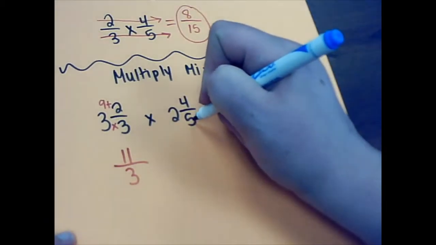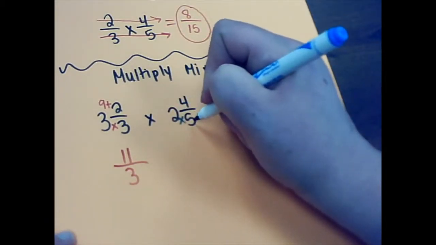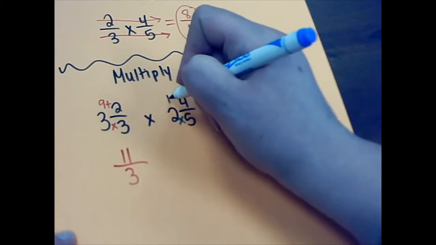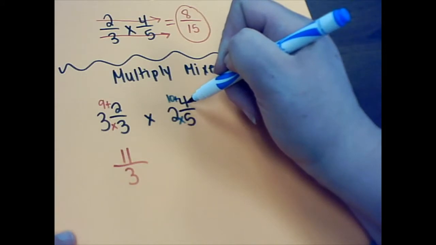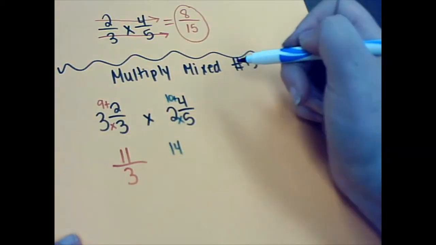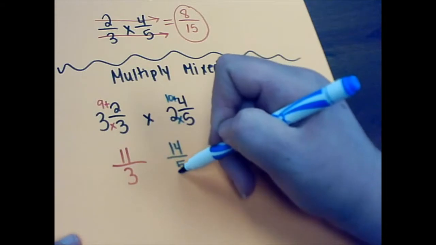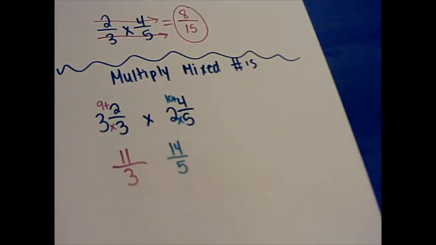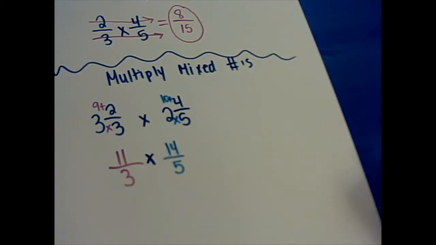So you're going to take the denominator times the whole number, 2 times 5. You know you get 10. Then you take that answer and you add it to the numerator. And 10 plus 4 is 14. So your new numerator is 14, and your denominator doesn't change. Now you can go ahead and you can just multiply across.